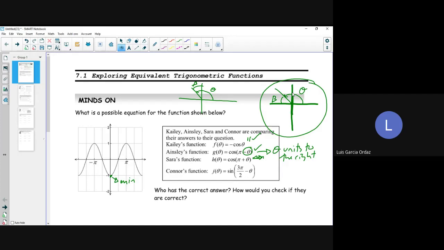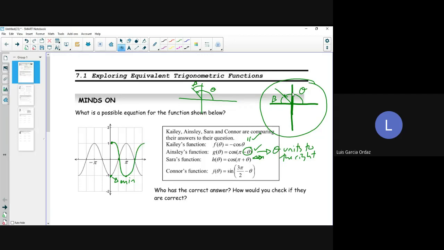So both Kaylee's and Ainsley's functions work. Kaylee's function works mainly because where does cosine usually start at? 1. The maximum, right? So it goes from here to here to here, back to here.